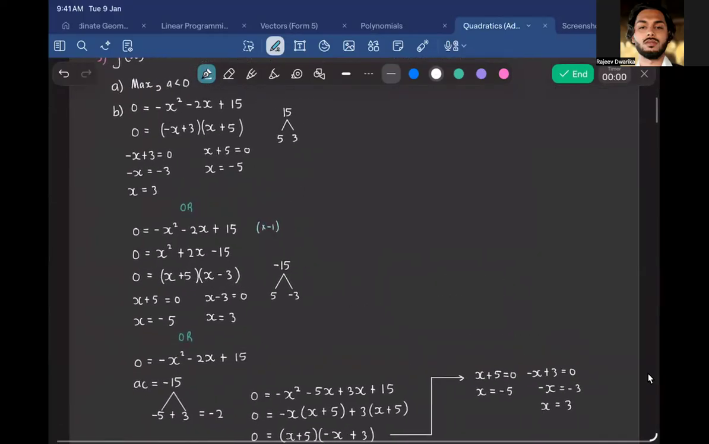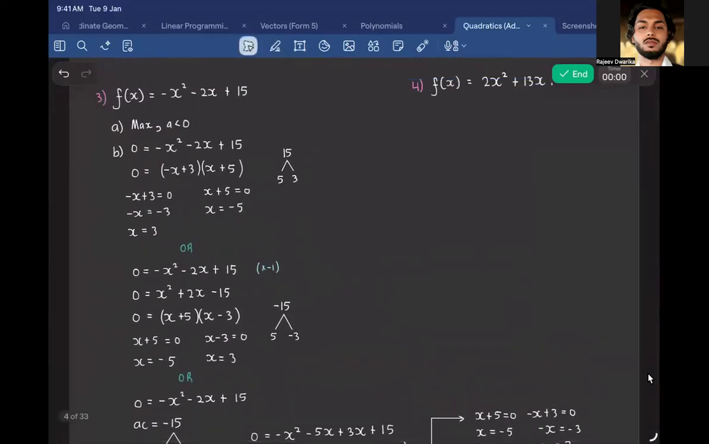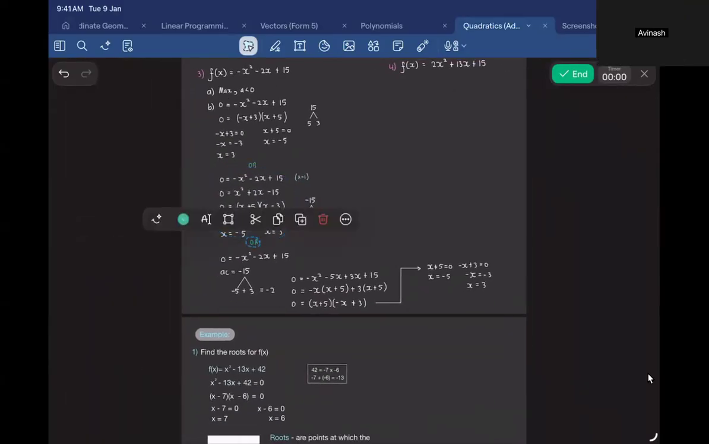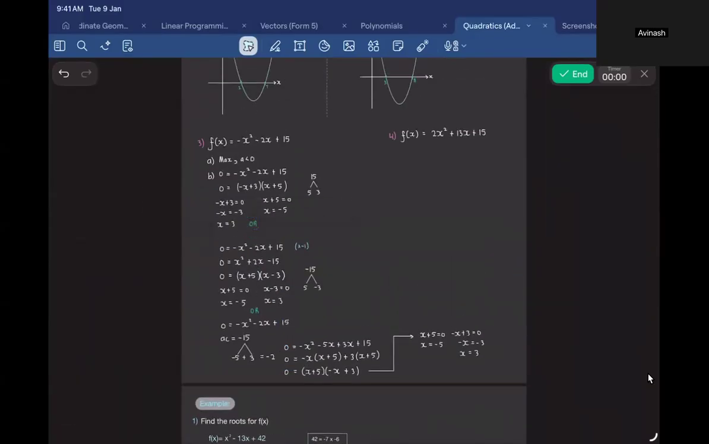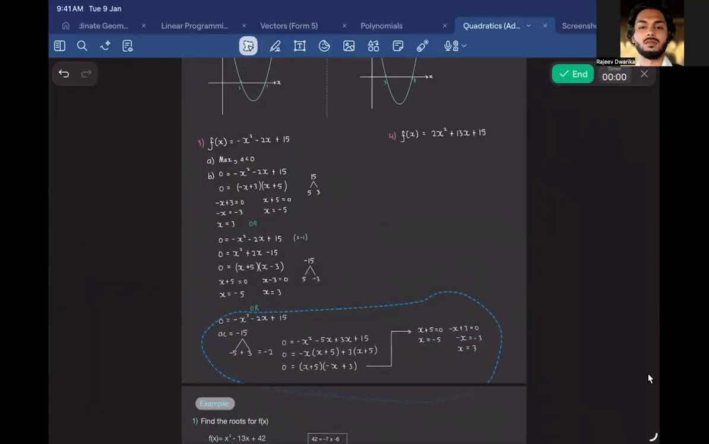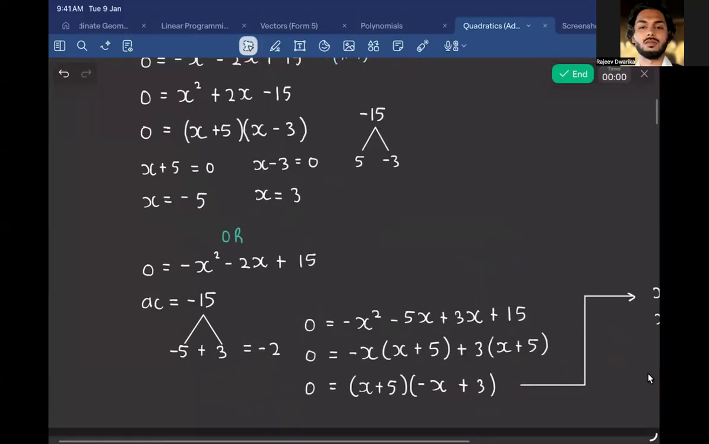Now, me personally, I would have done this one. I would have just multiplied throughout by minus 1 and factorized like normal. Yes, sir. The reason why, me personally, I just never use the AC method is because it's so much working.